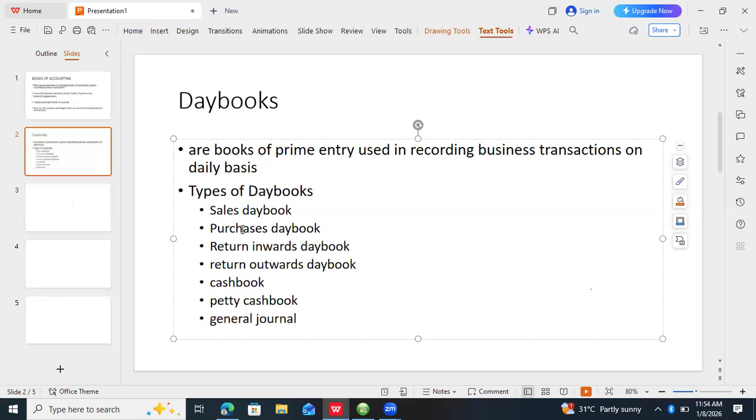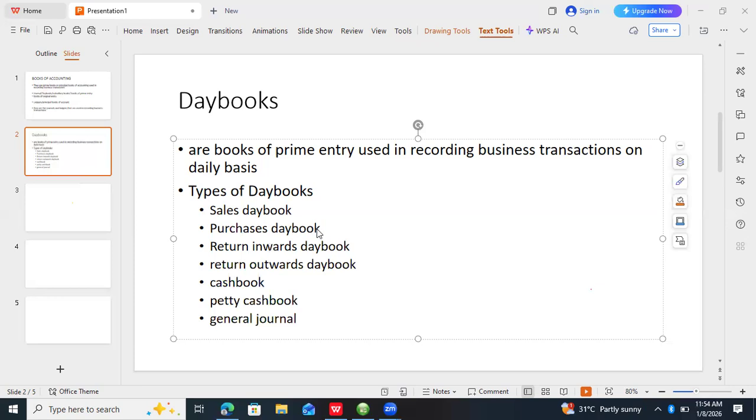So there are how many? 1, 2, 3, 4, 5, 6, 7 of them. As professors, we have to know there are other day books. In fact, we have the bill receivable and bill payable day books, but we will not look at that based on the scope of the curriculum, right? So these are the 7 day books we have to look at. The sales day book, the purchases day book, return inwards day book, return outwards day book, the cash book, petty cash book, and the general journal.